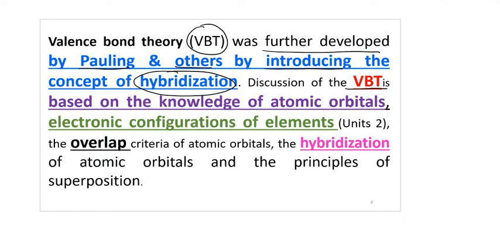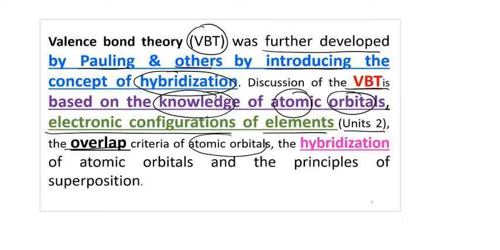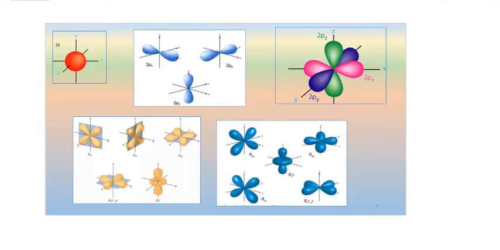Discussion of this VBT is based on the knowledge of atomic orbitals and electronic configuration of elements. Very important point which you have learnt in unit 2. The overlapping criteria of atomic orbitals, the hybridization of atomic orbitals, and the principles of superimposition are very important to understand valence bond theory. So it is very important for us to know the different types of orbitals, right?